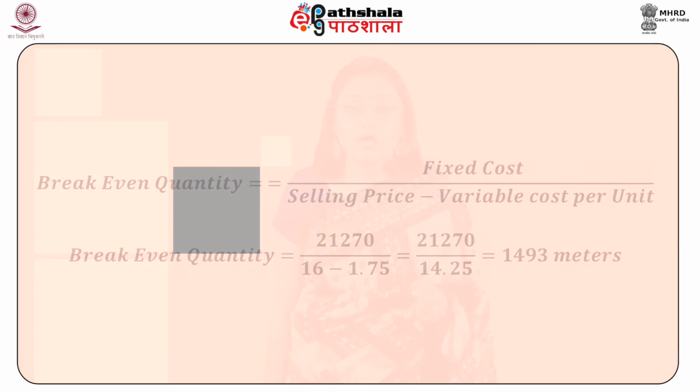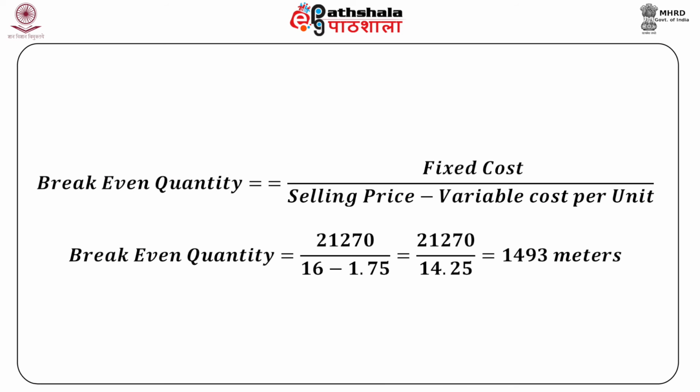The answer to this question is, fixed cost is equal to ₹21,270, variable cost is equal to ₹8.75 per hour, quantity produced in an hour is equal to 5 meters per hour, variable cost per unit is equal to 8.75 divided by 5, which is equal to ₹1.75 per meter, and selling price is given to us as ₹16 per meter. Now, break-even quantity is equal to fixed cost divided by selling price minus the variable cost per unit, that is 21,270 divided by 16 minus 1.75, which gives us 1,493 meters of cloth.